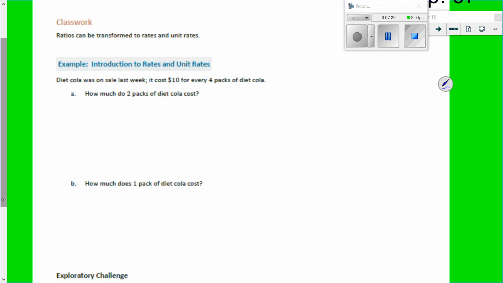So, for example, Diet Cola was on sale last week. It cost $10 for every 4 packs of Diet Cola. So how much do 2 packs of Diet Cola cost? There's our question. Here's how we set this up. Ready? You following along? Are you even on the right page? Right?